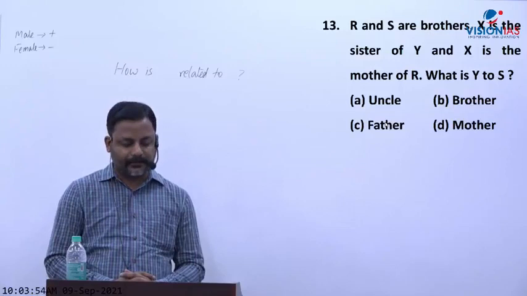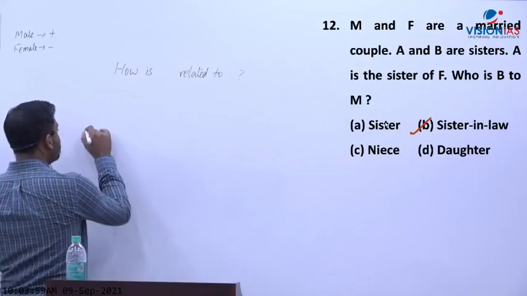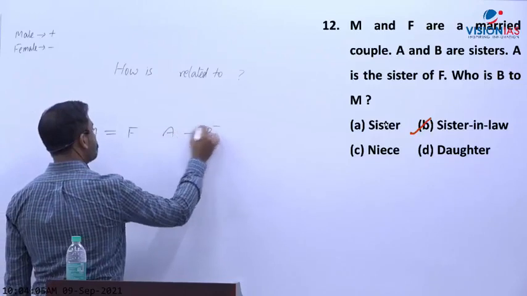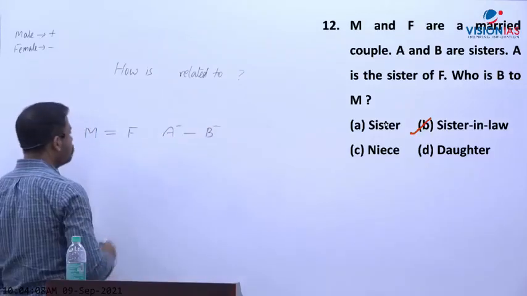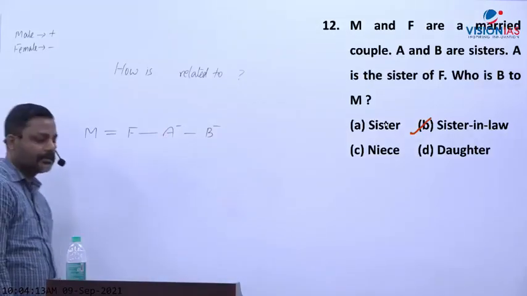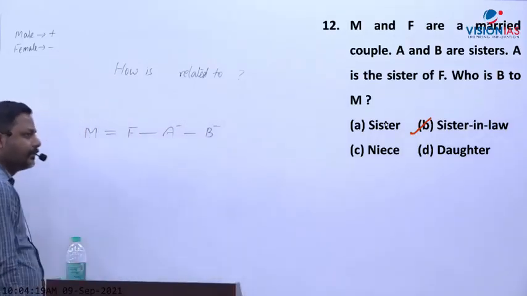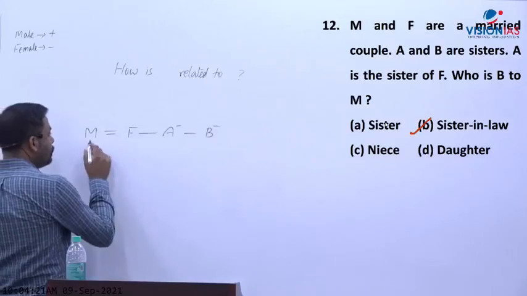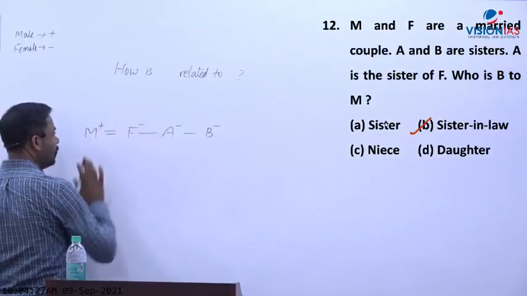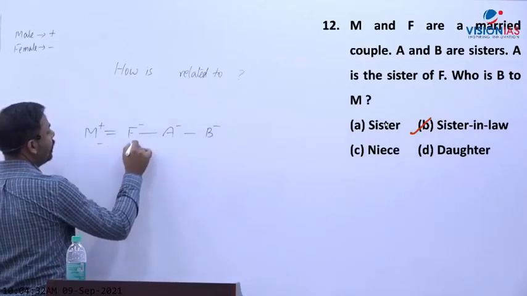How can we say that? See, in both the cases, let's say M and F are married couples, A and B are sisters, and A is the sister of F. We are getting these three pieces of information. Now, since we do not know the gender of M and F, it can be either male or female. Let's say M is male and F is female. One more possible condition is M is female and F is male.